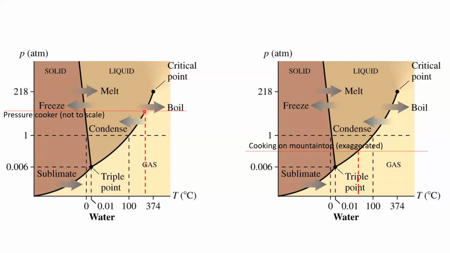The water is going to boil somewhere over here on the phase equilibrium curve, not down here. And that's how you can develop higher temperatures. You can cook food quicker. Now, I'm assuming the food's going to come out a little differently if it's been cooked quicker.